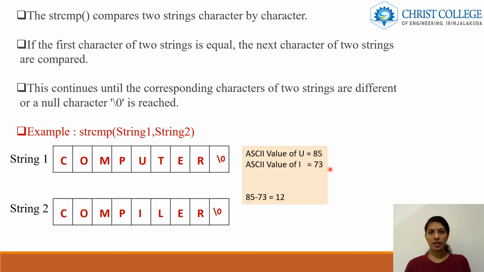So strcmp function will calculate the difference between these ASCII values. 85 minus 73, that is 12. So after this function call, the answer will be 12. That is the difference between the ASCII values of first unmatched character of the first string and the corresponding character ASCII value of the second string. So this is how strcmp function will return the integer values when a mismatch is found between the two strings.